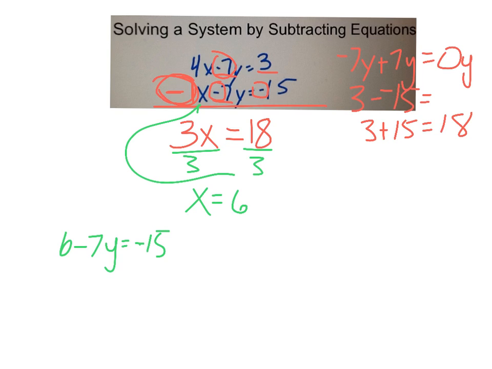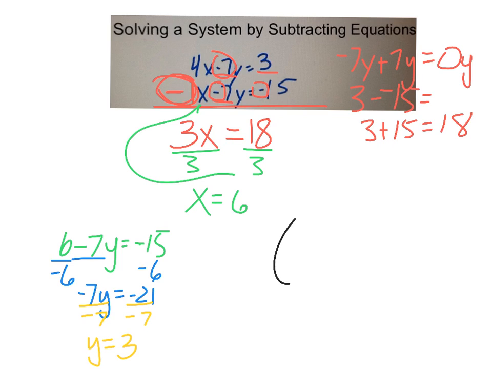So then our y is being multiplied by negative 7 and then added by 6, because you have to look to the left. So we're going to subtract 6 on both sides, giving us negative 7y equals negative 21. And now it's being multiplied by negative 7, so we have to divide by negative 7. So y equals 3. I know my x and my y. Final answers in ordered pair, (6, 3).